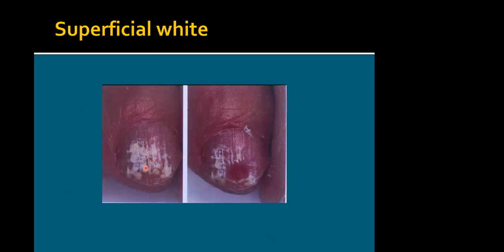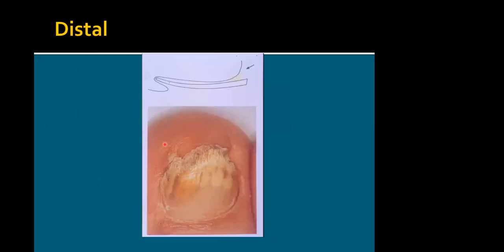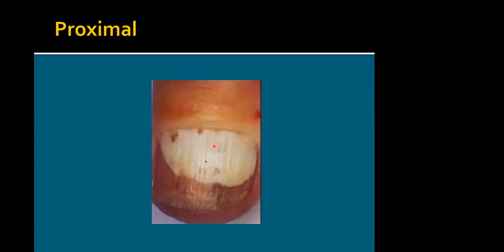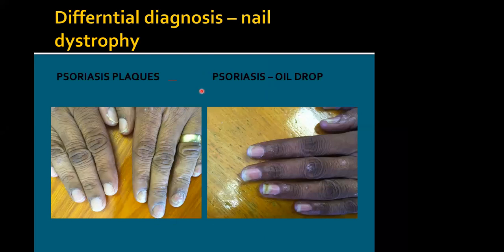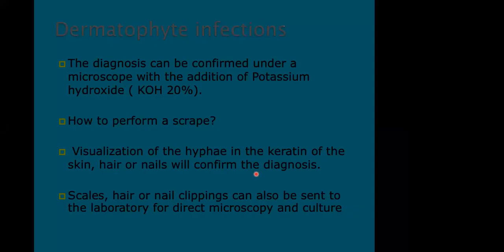So we'll go over some of the images of the different patterns. Sometimes we can get a superficial white onychomycosis. Then we've got a distal white onychomycosis with subungual hyperkeratosis. The proximal white onychomycosis we tend to see in immunocompromised patients. Again, another differential for onychomycosis is always nail psoriasis. But with nail psoriasis, we usually have the oil drop, so you get this yellowish appearance of the nail. And then some of the other clues for nail psoriasis is the pitting and onycholysis, which is separation of the nail bed from the nail plate.